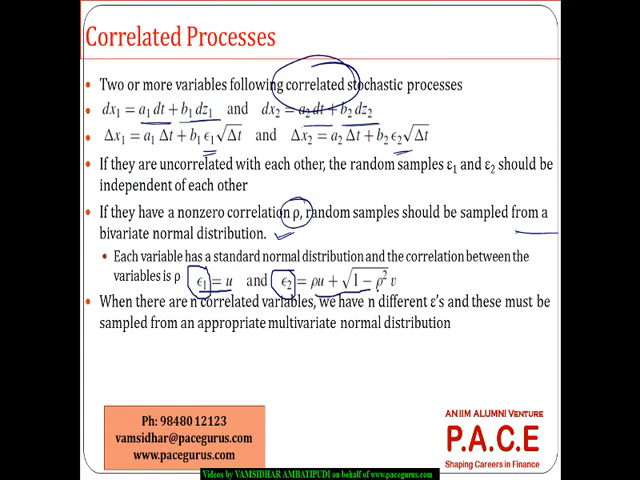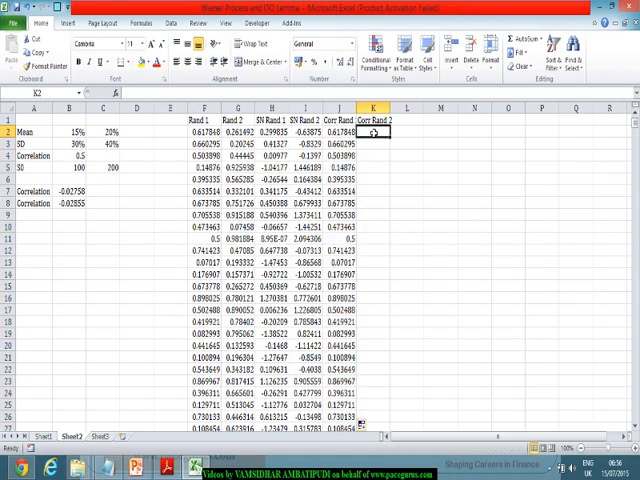For epsilon 2 we do this kind of work: the correlation times u plus square root of 1 minus correlation squared times v. So I'll write it as correlation times u, this is my u, plus square root of 1 minus correlation squared times v. V is the second random variable that we have generated.